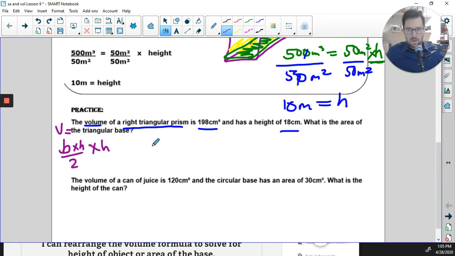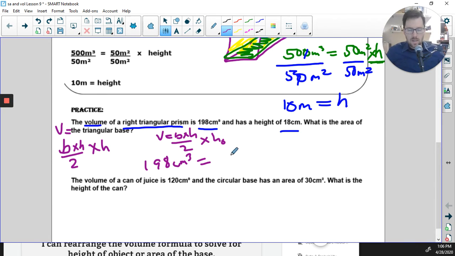Okay, so what do we have here? We have a right triangular prism. The volume is 198 centimeters cubed. So for the V, for the volume, let's just rewrite this. Volume equals base times height over 2 times height of the object. Okay, so you have 198 centimeters cubed and a height of 18 centimeters. What is the area of the triangular base?